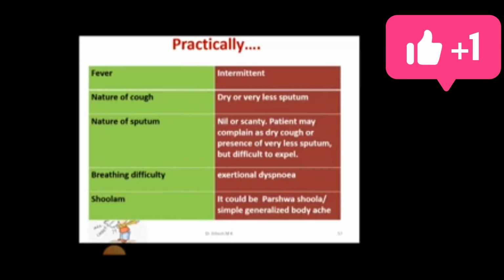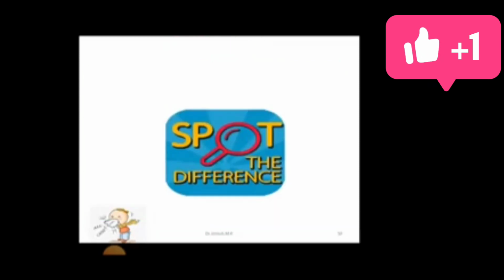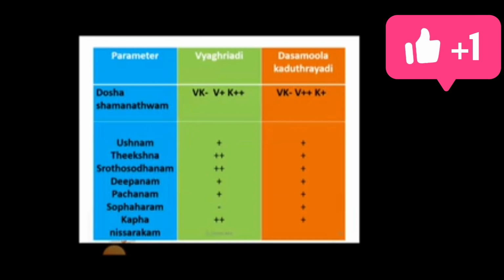Another thing is exertional dyspnea. Then again flank pain, especially the pain produced due to the excessive strain during cough, etc. The best option is Dasamulakatraya. Now we will compare both of these, Vyagriyadi and Dasamulakatraya.